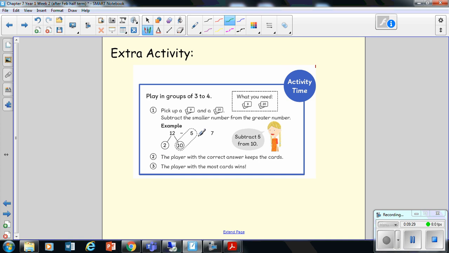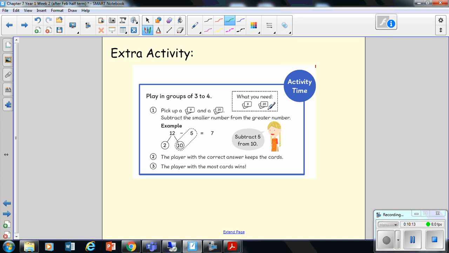So you're subtracting your 5 from your 10, and the answer that you get, you add to the ones that are left over. The player with the correct answer gets to keep the cards, and the player with the most cards wins. Okay, so if you haven't got number cards, I've uploaded some for you, but if you can't print them off for any reason, it's very easy to write your numbers. So for your single digits, you're writing the numbers 1 to 9 onto pieces of paper, and for your 2-digit numbers, you're writing the numbers 10 to 20 on your cards or your pieces of paper, okay? But have a go at this game.